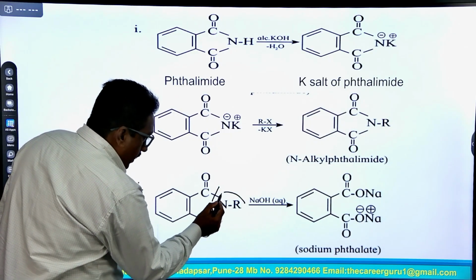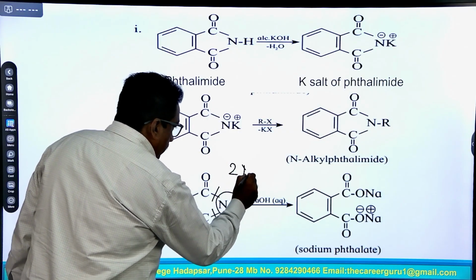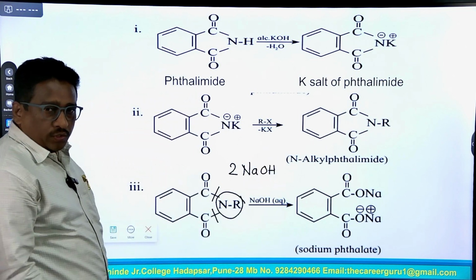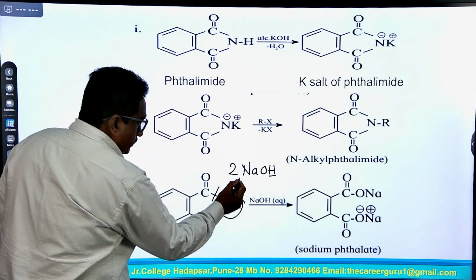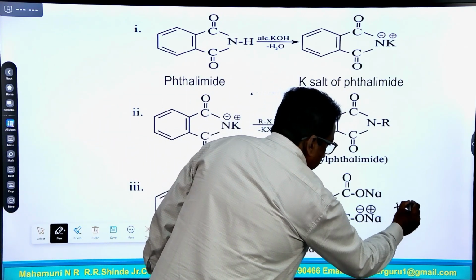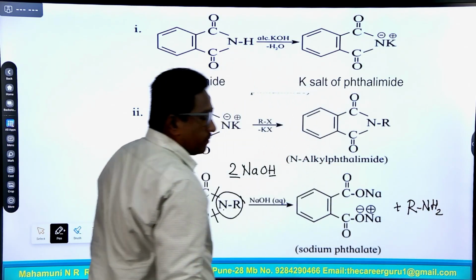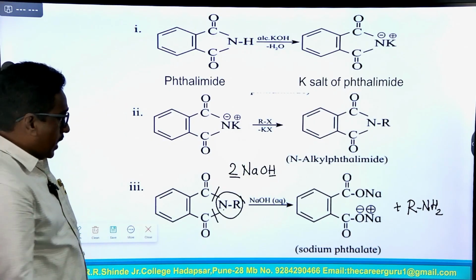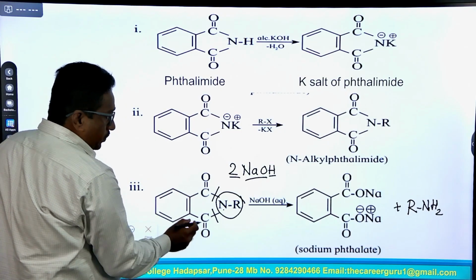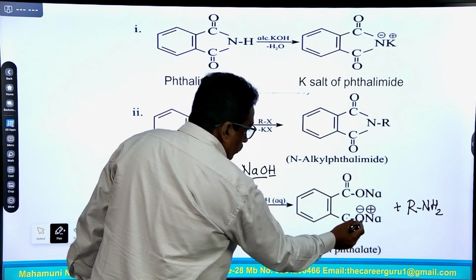So, this RN group, and actually they are using two molecules of NaOH. The two hydrogen atoms attached to this nitrogen atom form an RNH2 molecule, and the two ONa groups attached to the two carbonyl groups form the benzene with C double bond ONa, C double bond ONa.